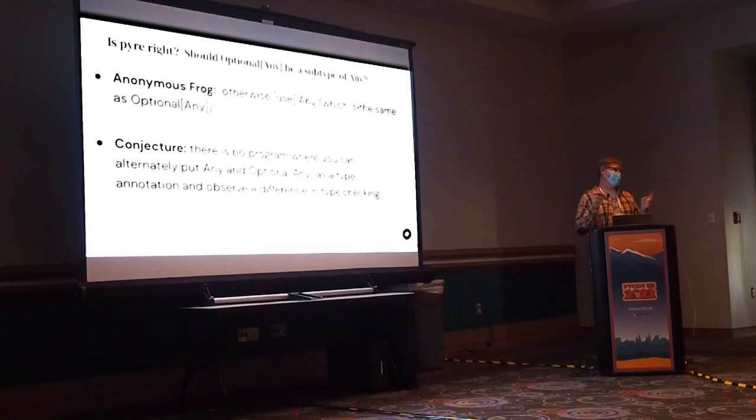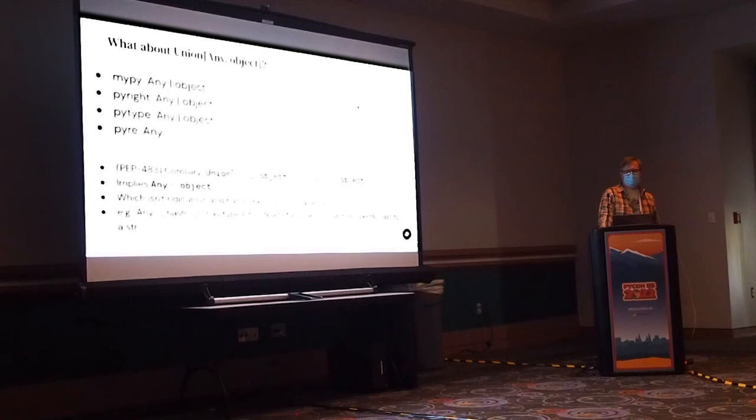I've spent a lot of time talking about that union of any. One more interesting question is, what about the union of any and object? MyPy says that this is union of any and object. Pyright says the same. PyType says the same. Pyre says this is any. So it's treating any as kind of a top type in the subtype hierarchy, and saying that object is somehow a subtype of any.